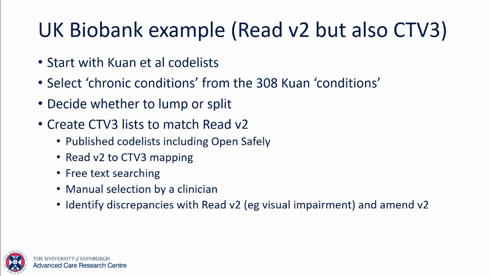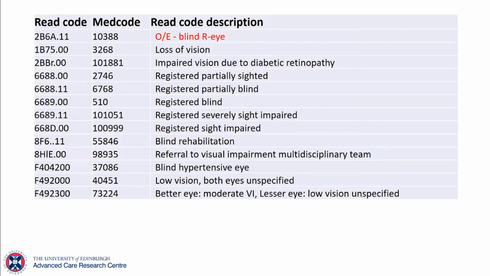And so visual impairment would be an example. And so now we go back and start amending the code lists in Read version 2. So why do we do that? Well, we were kind of interested in blindness, but a lot of what's in that particular code list is visual impairment. And so if you're blind in your right eye, are you blind? Well, we didn't think you were. You are blind in your right eye, but you're not blind in the functional sense of the word.